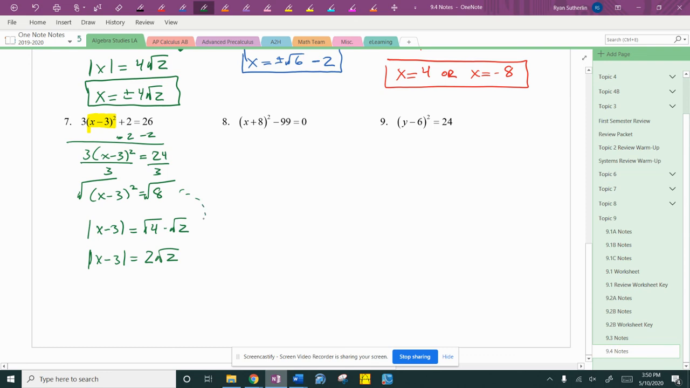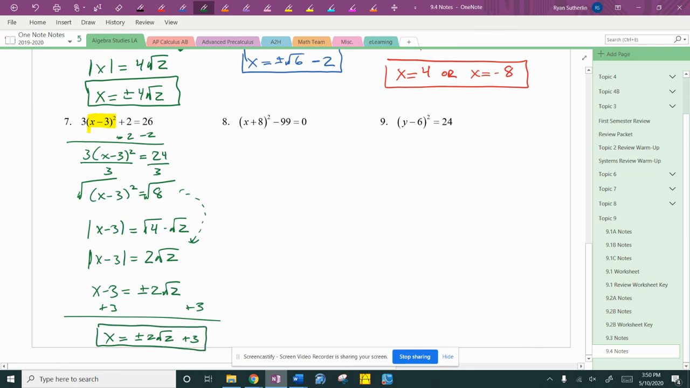Again, this process here is what we worked on in section 9.3. Now I have x minus 3 equals plus or minus 2 root 2. So when I get rid of the absolute value bars, I do the plus or minus. And now my last step is I am going to add 3 to both sides. So I get plus or minus 2 root 2 plus 3.